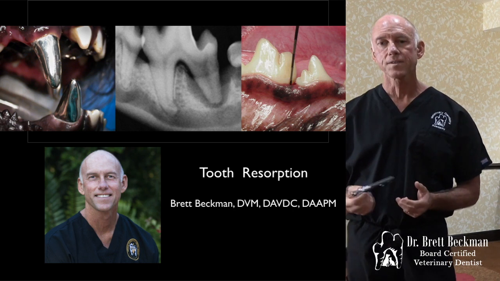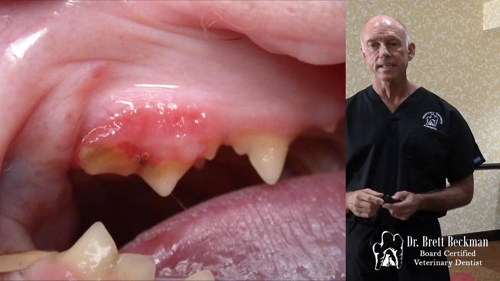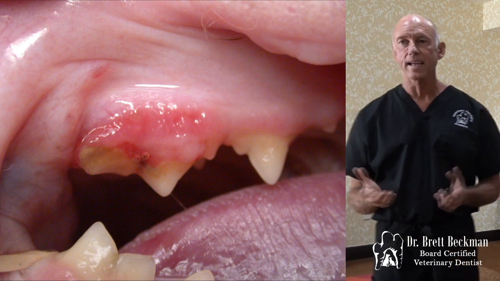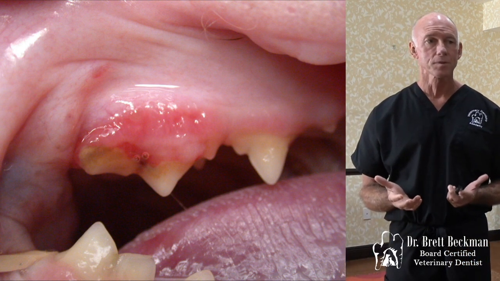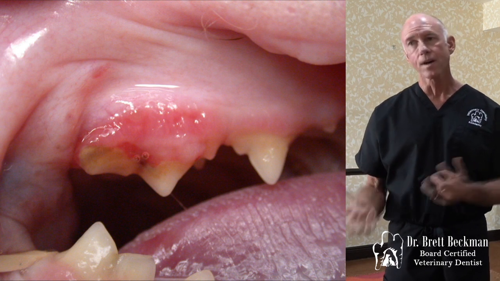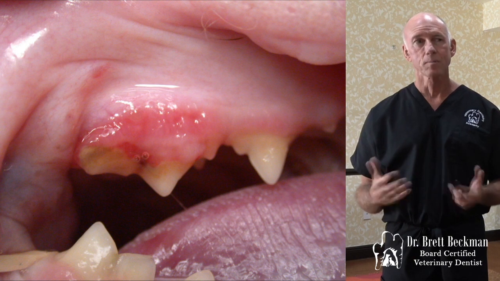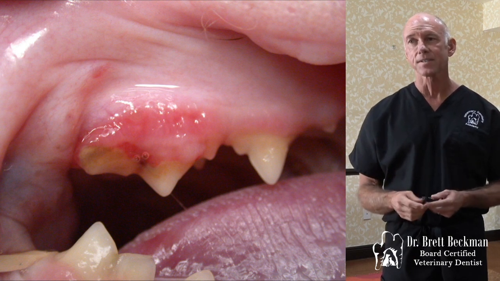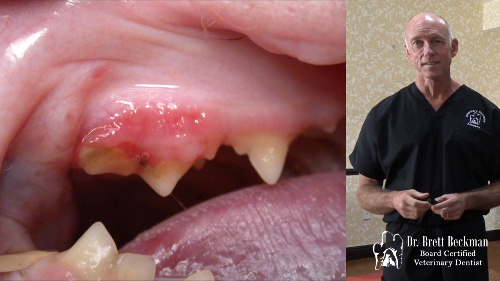So tooth resorption wise, you guys see these quite commonly. Half the cats, as we talked about, over 8, have tooth resorption, and half of those have more than one lesion. So that kind of puts it in perspective. That's a bunch of cats in your practice, especially if you have a feline practice.